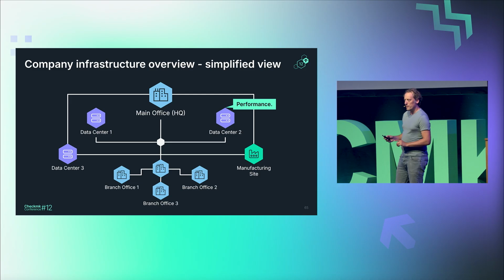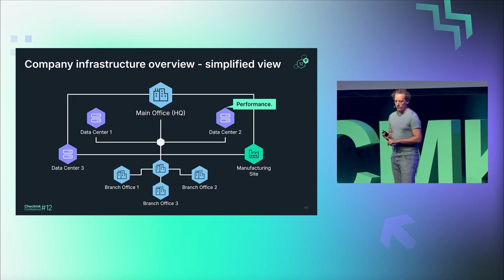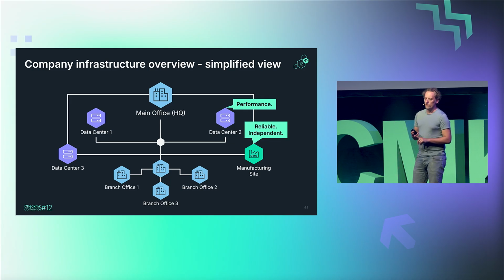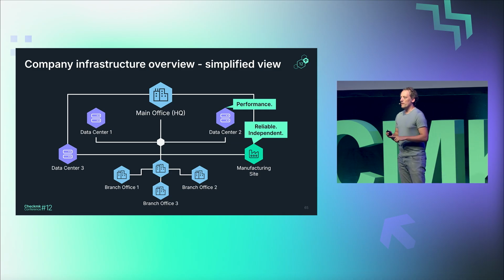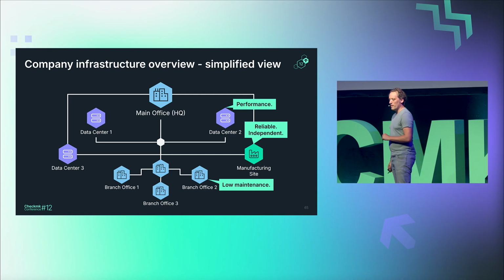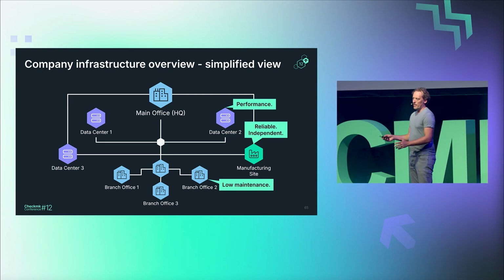For the data center, you most likely want performance. Maybe you want metrics in a sub-minute resolution. For your manufacturing site, you want reliability and independence. You don't want to miss one single important event, even in case of a network outage, for example. You really want to be covered here. And for your branch offices, you most likely want low maintenance, because again, you might have quite a lot of them, and you don't want to be busy maintaining all of these offices all of the time.